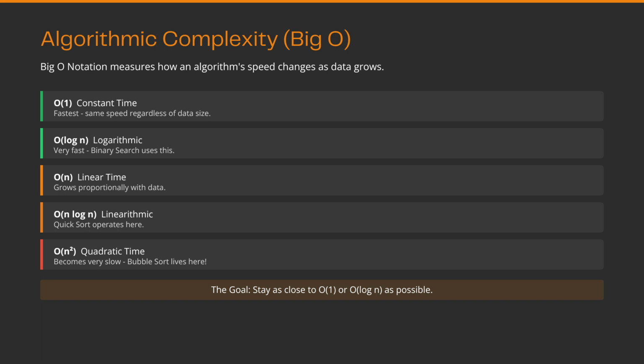In the BSIT world, we always want our code to be efficient. We use big O to say, hey, this algorithm is great for 10 items, but it will crash the server if we have 10 million. Understanding this helps you write code that doesn't just work on your laptop, but works for the entire world.